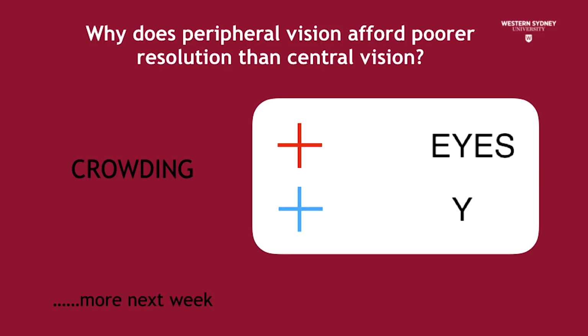You can see this for yourself. If you stare at the blue cross, you probably have no problem identifying the letter immediately to its right. If, however, you now look at the red cross, that same letter is much more difficult to identify when presented in the sequence of letters that are close to it. This is crowding, and it's something we'll explore in detail next week.